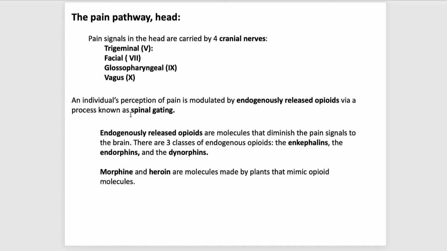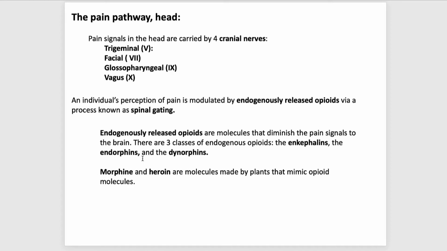And I have another system here. We have endogenously released opioids in the brain. What these molecules do is suppress the pain response. So if you're having some kind of pain response, the brain can suppress it with these opioid molecules. These opioid molecules come in three classes: the enkephalins, the endorphins, and the dynorphins. They can bind to receptors in the pain pathway and make that pain less.